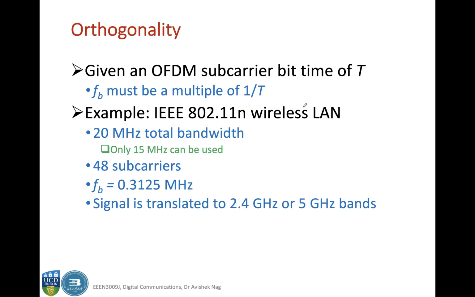So moving on, given an OFDM subcarrier bit time of T, FB must be a multiple of 1 by T, as we were discussing. For example, in IEEE 802.11n wireless LAN, you have this 20 megahertz total bandwidth, and only 15 megahertz can be used for data transmission, and these 15 megahertz can be divided into 48 subcarriers, and the spacing is 0.3125 megahertz. Then the signal is translated to 2.4 gigahertz or 5 gigahertz band.